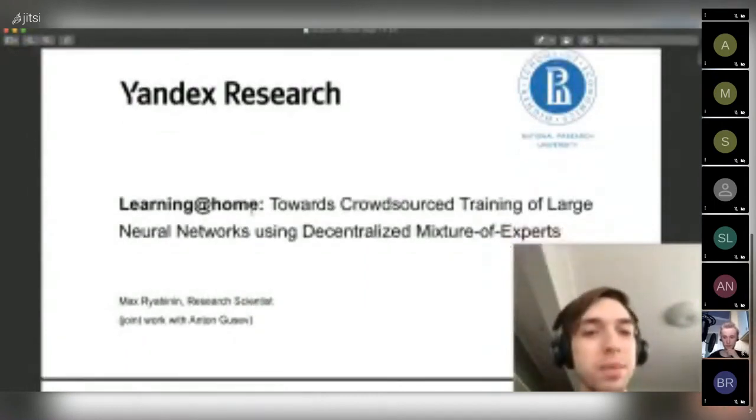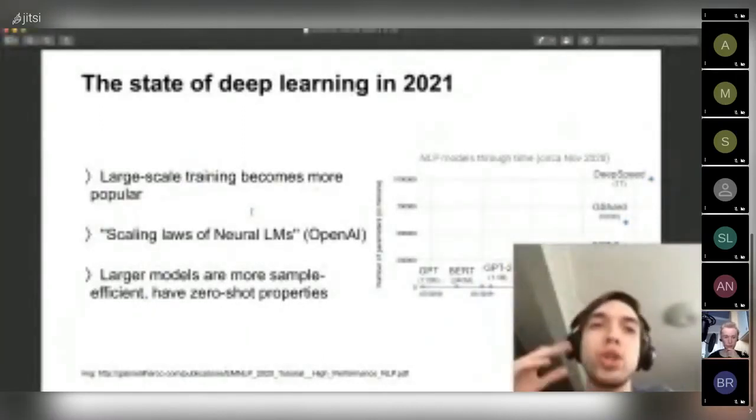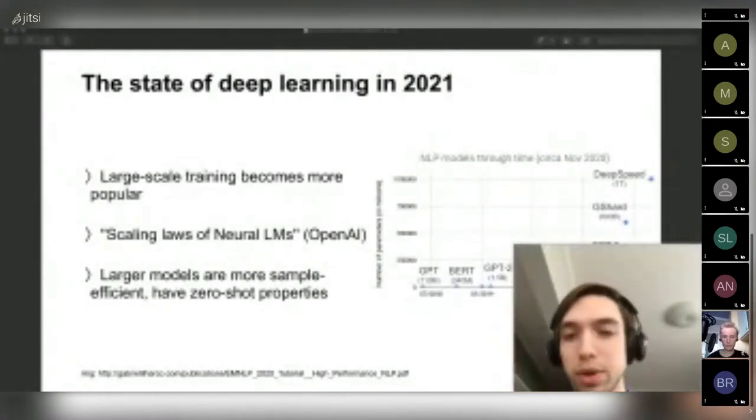Now, what's the paper about, basically? So, as some of you may know, recently in the past 2 or 3 years, we're reaching this era of scale in deep learning.